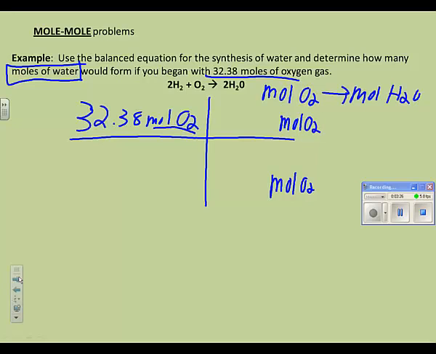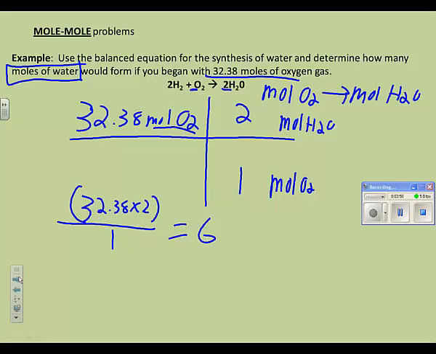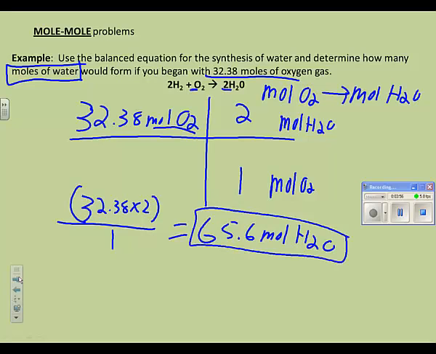So here we just do the mole ratio. We need moles of O2, right there is going to be 1. So 1 mole O2 going to moles, sorry, that should be H2O at the top. 2 moles H2O. So there's our 2-to-1 ratio. So your math would be 32.38 times 2 divided by 1. That should equal 65.6 moles of H2O. So that's going to be the easiest problem you'll ever have to do. One-step dimensional analysis. Let's move on.